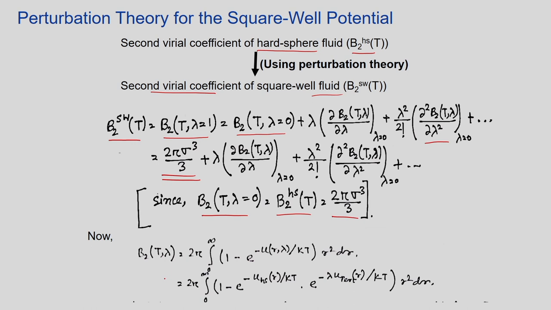Just to recapitulate what we learnt in the previous module, B2 of T and lambda is equal to 2 pi times the integral from 0 to infinity, where now this is the interacting potential. Earlier I wrote only this minus U of R, but now lambda has come into the picture. So now lambda, along with this interatomic potential, is a sum of two terms: the U Hertzsprung term and then lambda times u perturbation, which is a function of R and lambda.